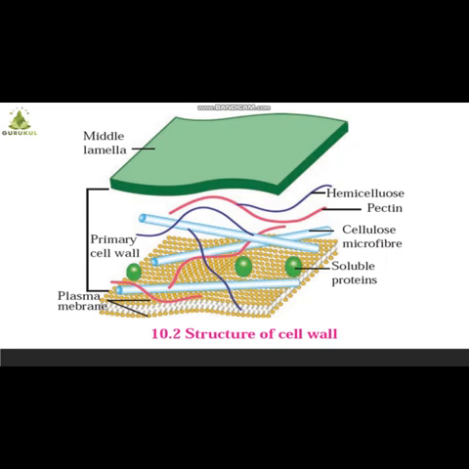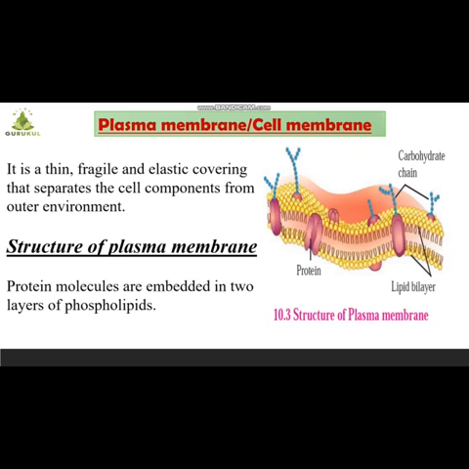The cell wall is present after the plasma membrane or the cell membrane, and present only and only in algae, fungi and plants. Animal cells do not have a cell wall at all. Remember this. Now let us see the plasma membrane or cell membrane.